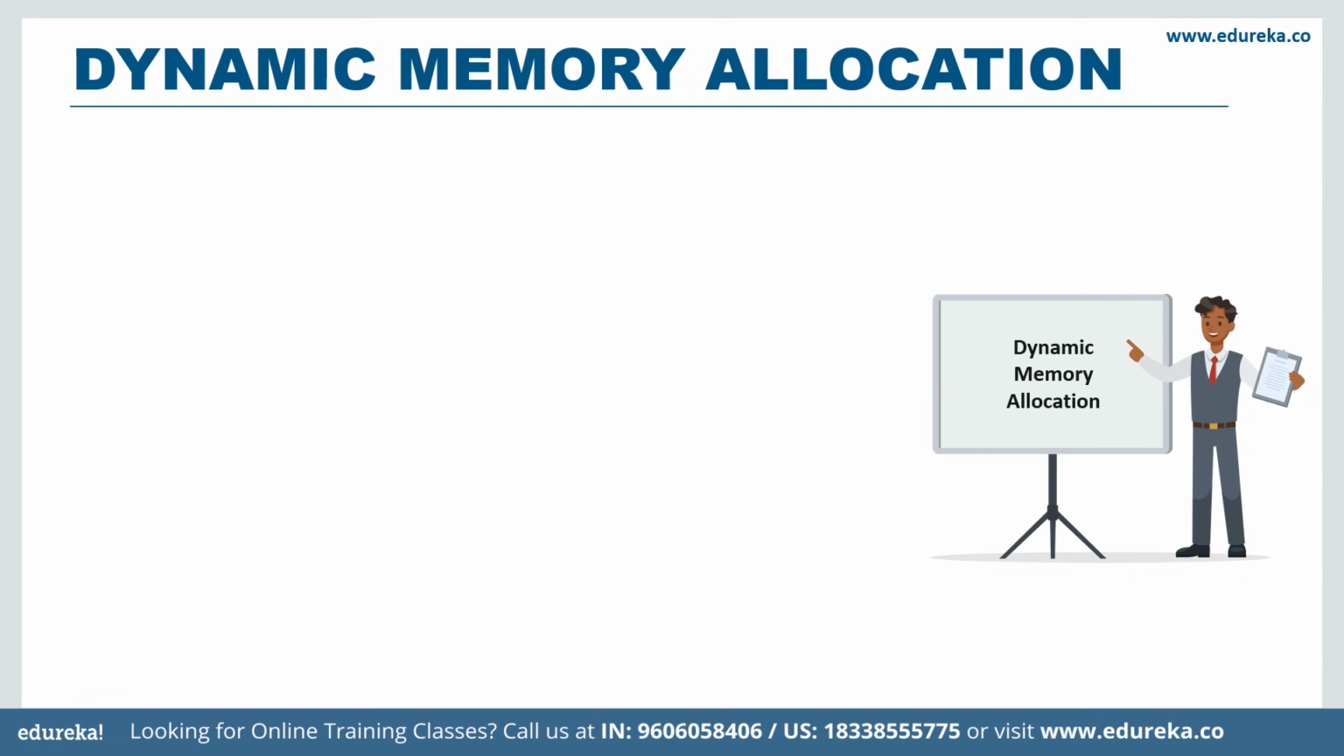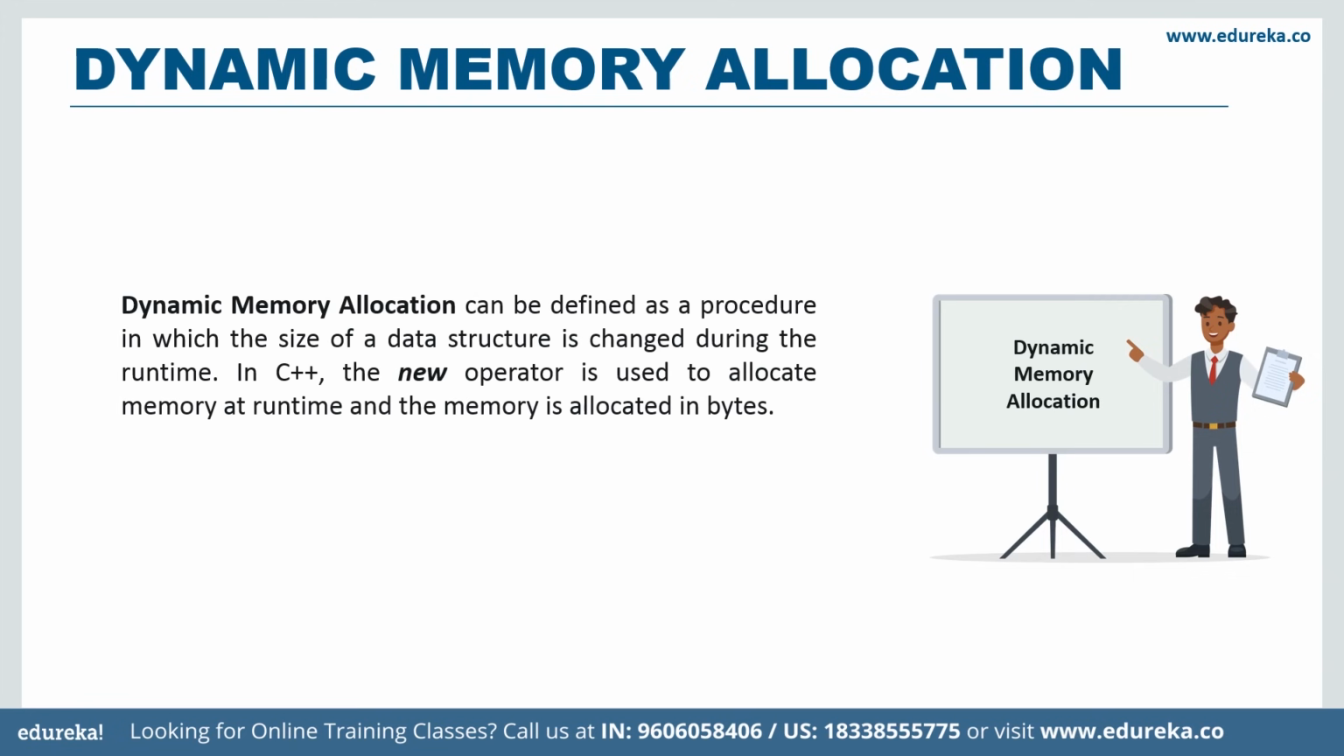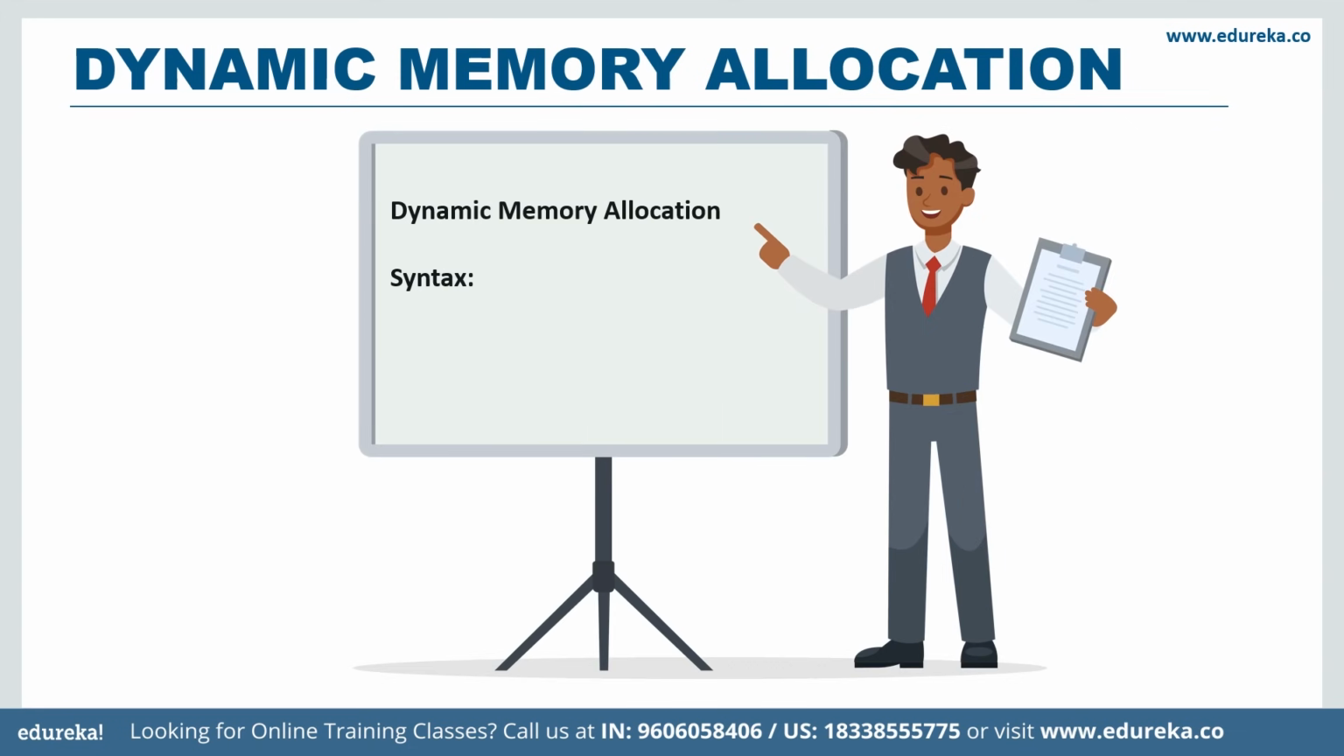Firstly, we shall deal with dynamic memory allocation. Dynamic memory allocation can be defined as a procedure in which the size of a data structure is changed during the runtime. In C++, the new operator is used to allocate memory at runtime, and the memory is allocated in bytes. So the syntax for dynamic memory allocation using the new keyword in C++ is data type pointer equals new keyword and the data type. Now let us execute an example based on dynamic memory allocation.